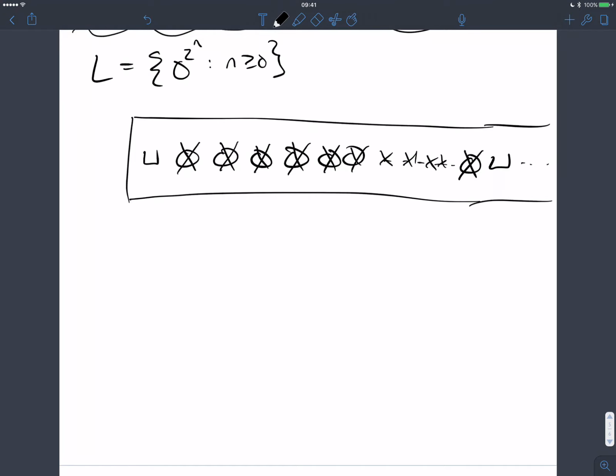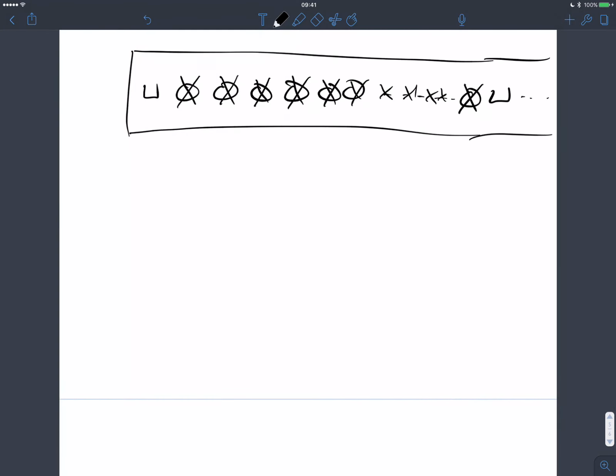So that's what we're going to do. We're going to mark the first character with a blank right at the beginning, and then we're going to cross off every other zero that we see, and then zoom back left until I see a blank. And once I see the blank, what should I see the whole rest of the way? X's. Until I hit a blank. So that's what we're going to do.